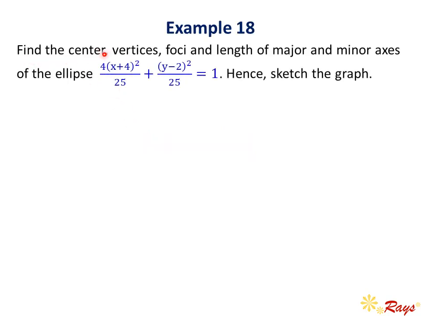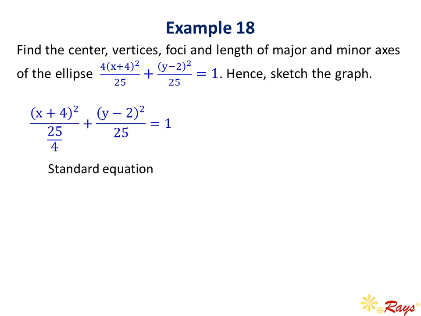Find the center, vertices, foci and length of the major and minor axis of this ellipse. Hence, sketch the graph. We have to rewrite this equation so that the factor of x plus 4 squared is 1. So how do we do that? We divide the numerator by 4 as well as the denominator. So this is how we got this.